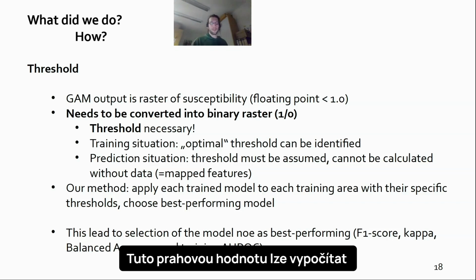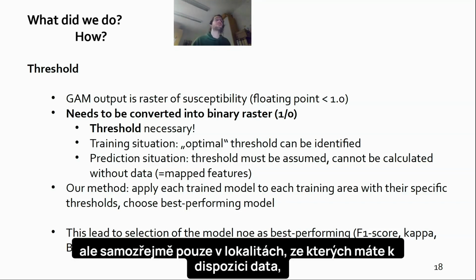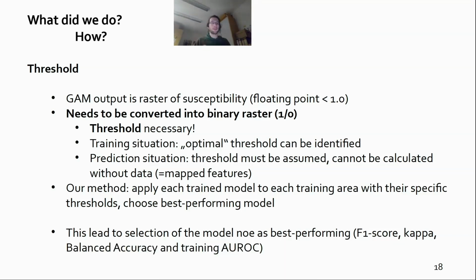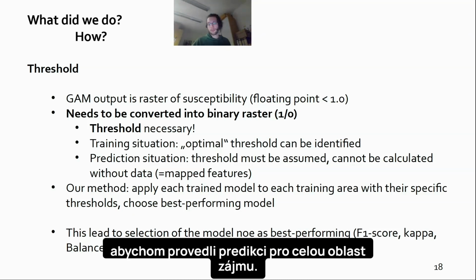This threshold can be calculated directly out of the data, but only in these locations where you have data. So our threshold is only valid in the training areas. And then we selected the best performing of our 3 models to do the prediction for the whole area of interest.